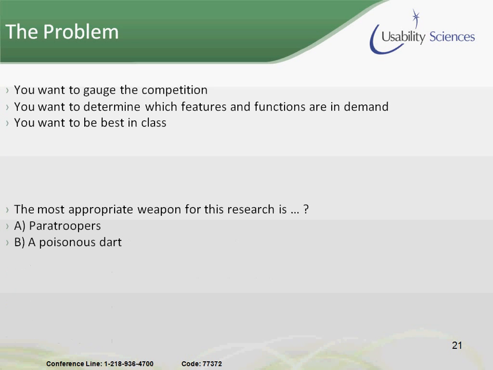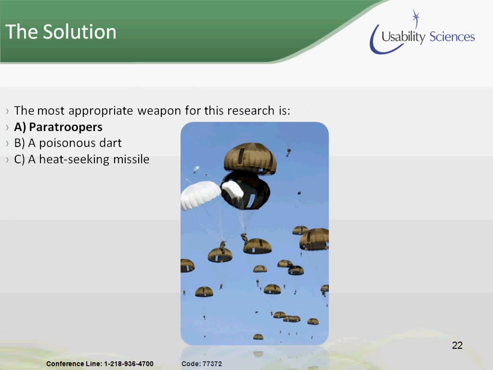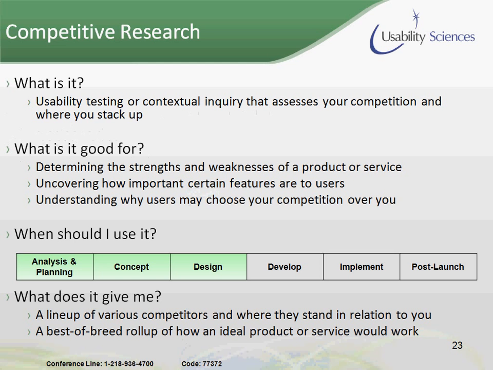Paratroopers, poisonous dart, a heat-seeking missile. You guys ready? Okay, this one is paratroopers. So, according to Wikipedia, paratroopers are used for tactical advantage because they can be inserted into the battlefield from the air, thereby allowing them to be positioned in areas not accessible by land. And that's kind of what you're trying to get to here. You're trying to get behind the lines. You're trying to go deep into enemy territory. And so you might have guessed that this is competitive research.